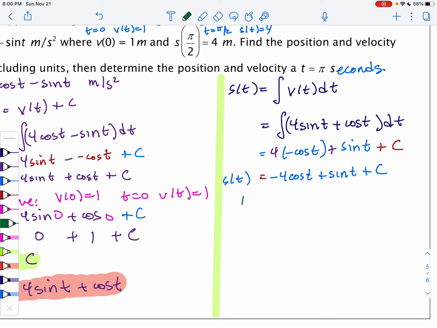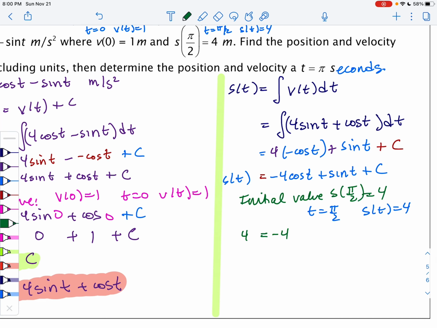We want to use our initial value of s of pi over 2 is equal to 4. So that tells us when t is equal to pi over 2, s of t is equal to 4. So we're going to substitute 4 where s of t is, and we're going to substitute pi over 2 where t is, and we're going to solve for c. So we get 4 is equal to minus 4 cosine of pi over 2 plus sine of pi over 2 plus c.